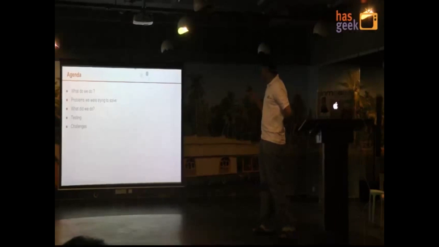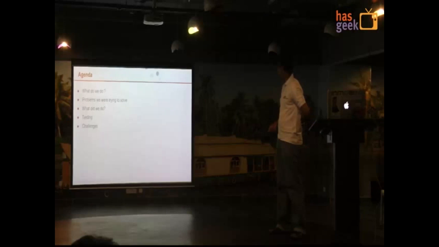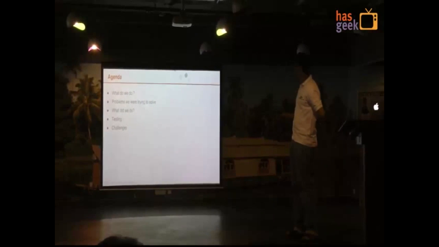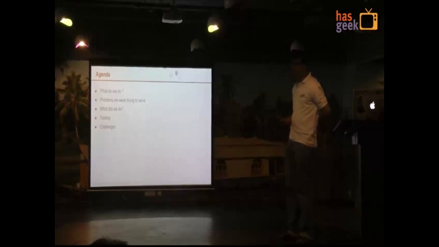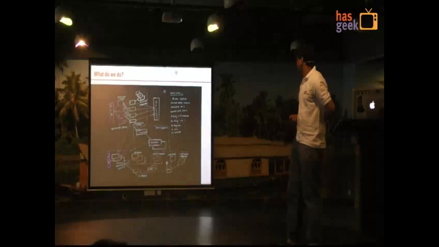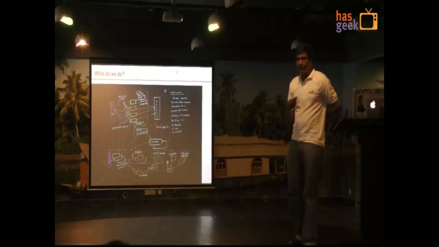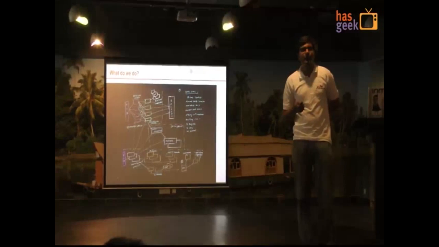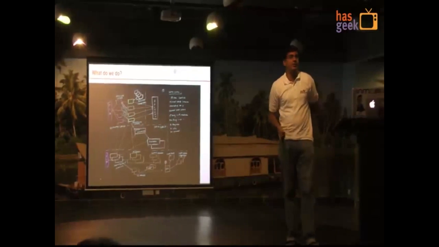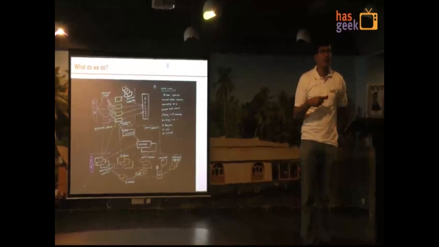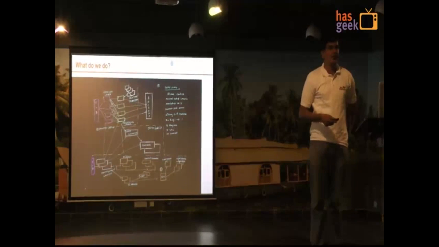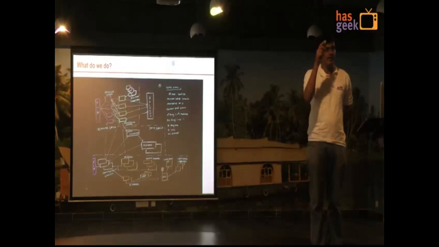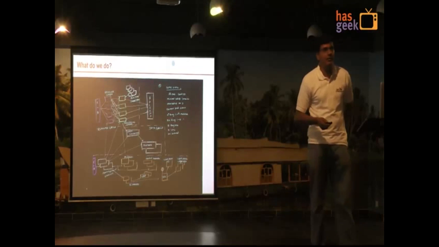A brief agenda: talk briefly about what we do, what problems we were trying to solve, what we did with those problems, testing, and some challenges with it. Okay, what does APG do? We're basically an API platform. If a customer comes and says, we want to expose so many apps to the outside world, maybe for their customers or their partners, we are a cloud slash on-premise platform.